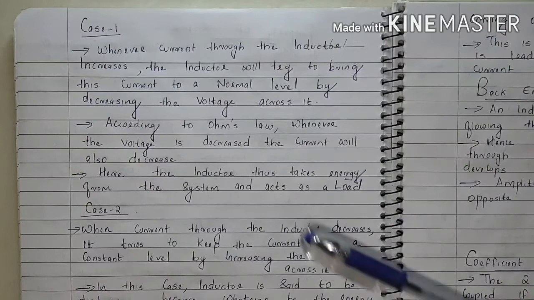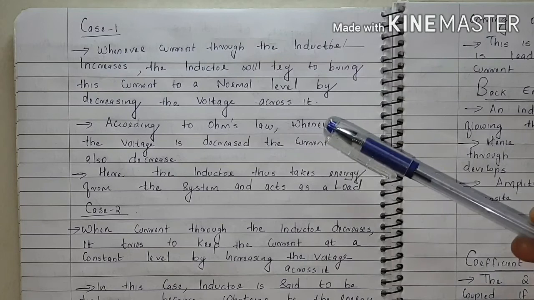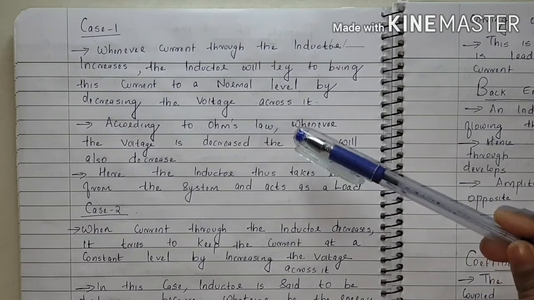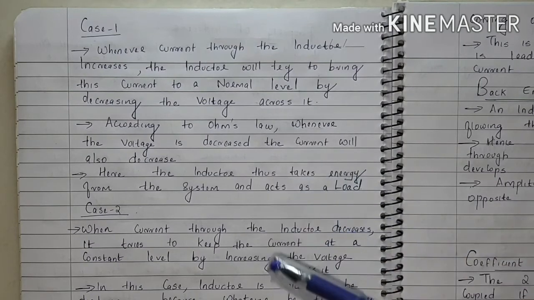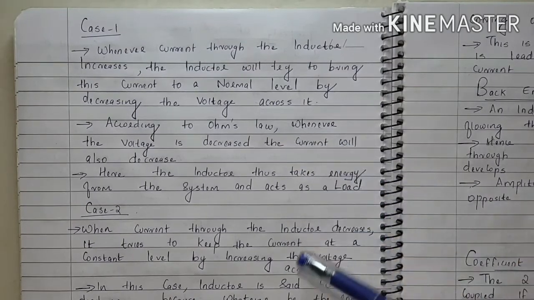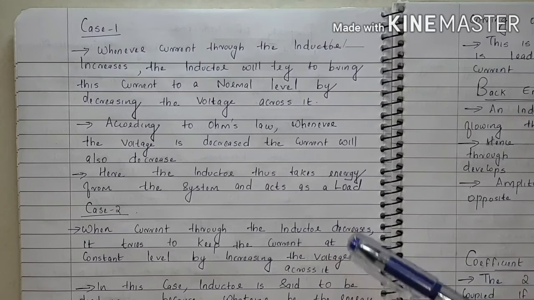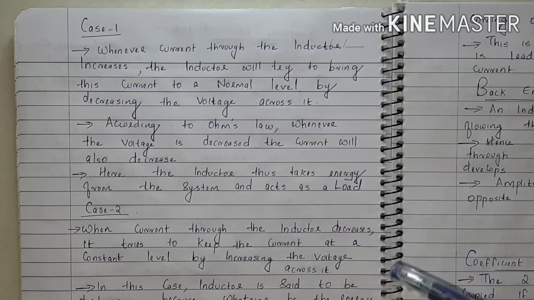In case 1, whenever current through the inductor increases, the inductor will try to bring the current to a normal or constant value by decreasing the voltage. That is, according to Ohm's law, V equal to IR, whenever voltage is decreased, the current will also decrease. Thus, the inductor takes energy from the system and acts as a load here. That is, in case 1, the inductor is acting as a load.